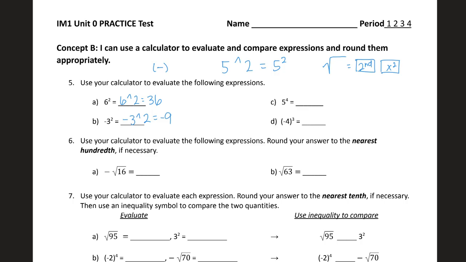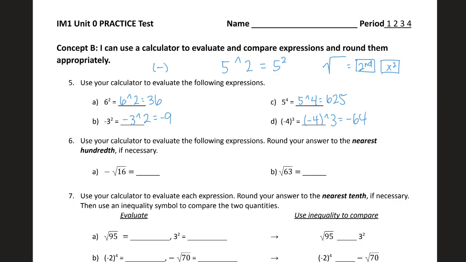All right, the next one is 5 to the 4th power, so it would be 5 caret 4, and that's going to give you 625. And this last one, you need to make sure you use the parentheses, so parentheses -4, close your parentheses, caret to the 3rd power would give you -64.